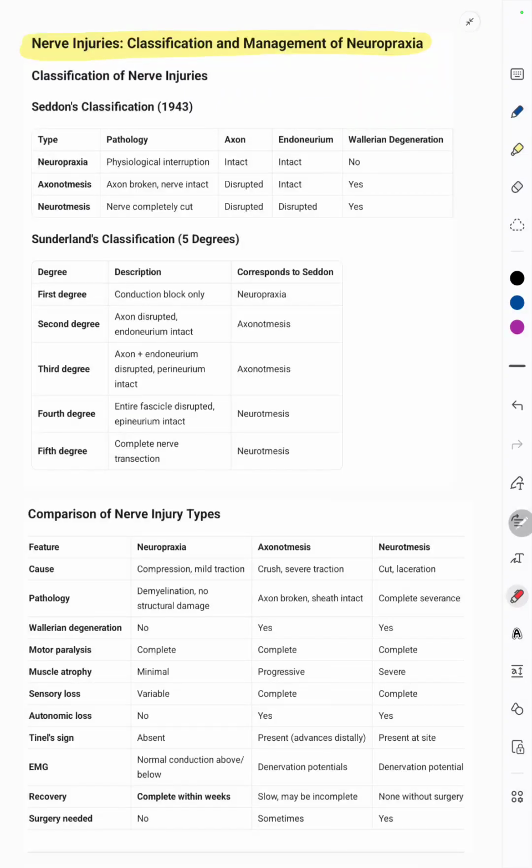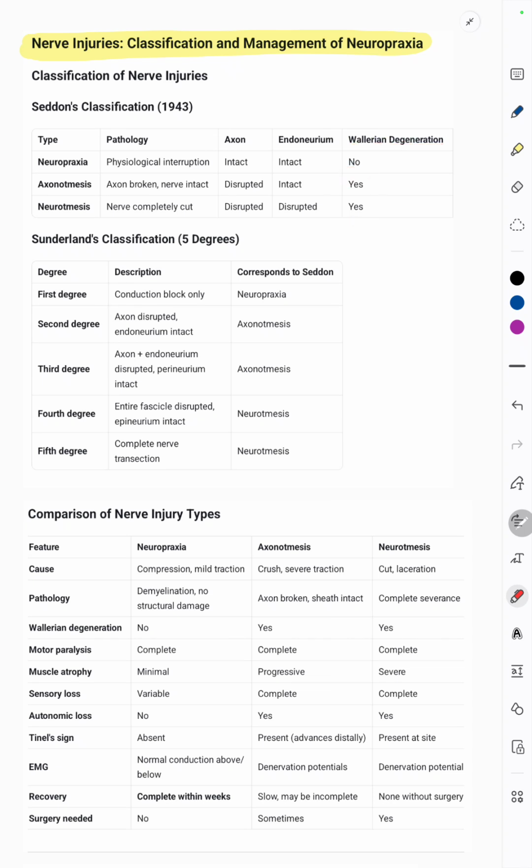Then next, talking about nerve injuries, the classification and the management for neuropraxia. In nerve injuries, there are two classifications: Seddon's classification and Sunderland's classification. Seddon's classification classifies into neuropraxia, axonotmesis and neurotmesis. Neuropraxia means physiological interruption is present, axon is intact. Axonotmesis is where the axon is broken, but the endoneurium is intact. And neurotmesis means it's completely cut. Axon disrupted, endoneurium is also disrupted, and Wallerian degeneration is seen in case of axonotmesis and neurotmesis.